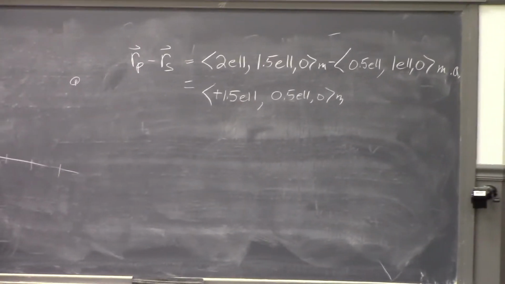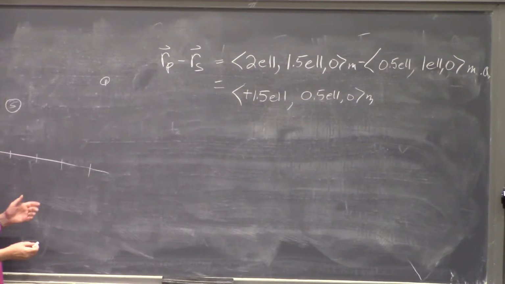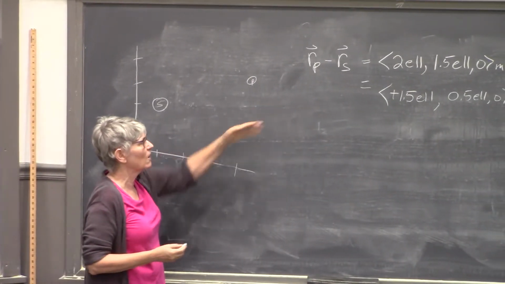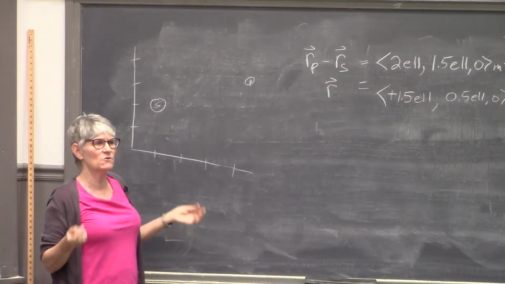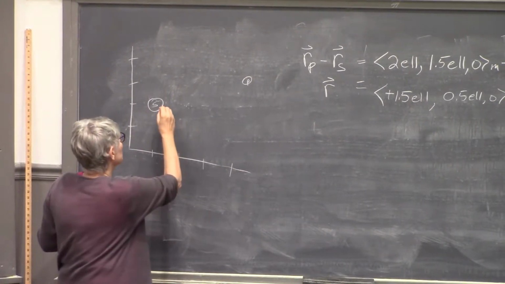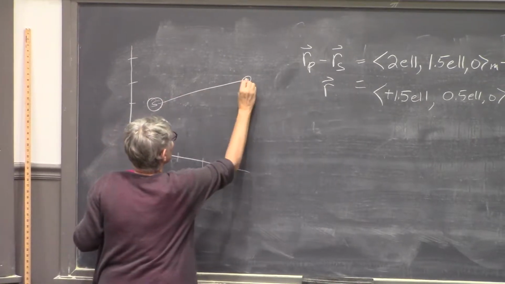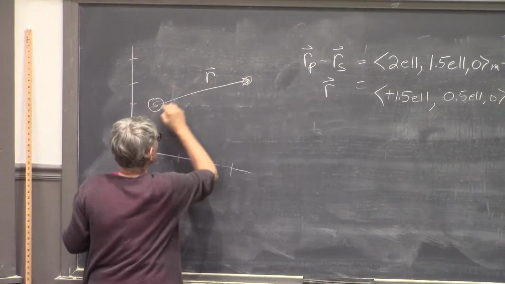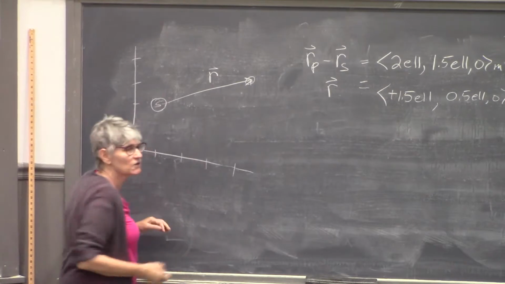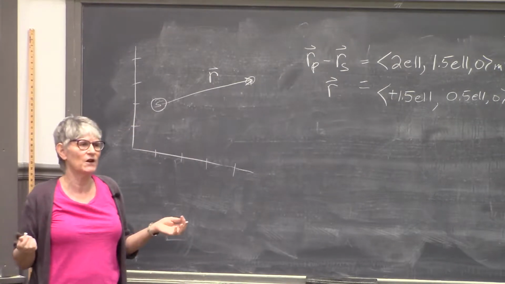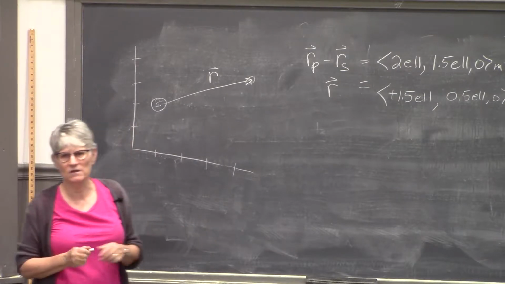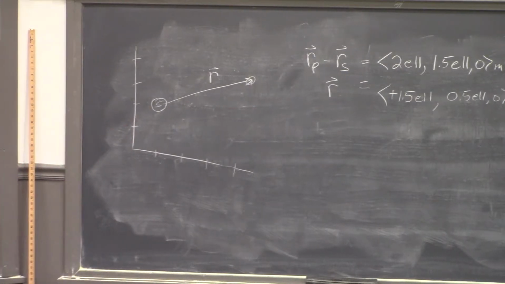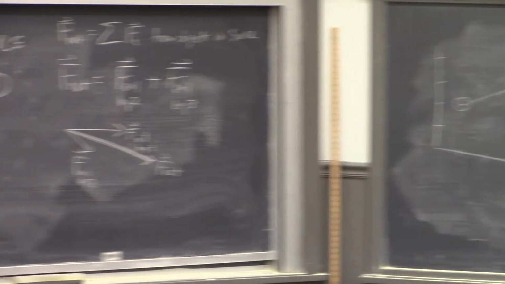Let's just confirm it. That says that this vector r has a positive x component and a positive y component. And if we start at the star and go to the planet, indeed we're going in the plus x direction and the plus y direction. So that's what our diagram's good for, is making sure that our answers make sense. Okay, questions?